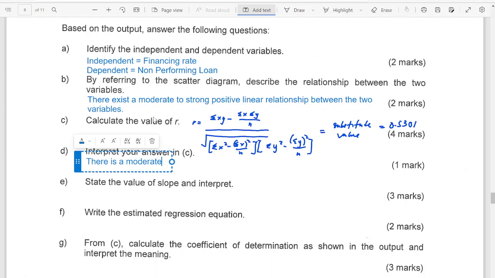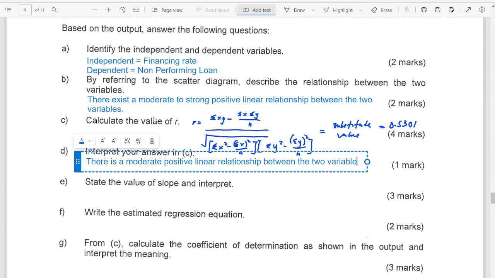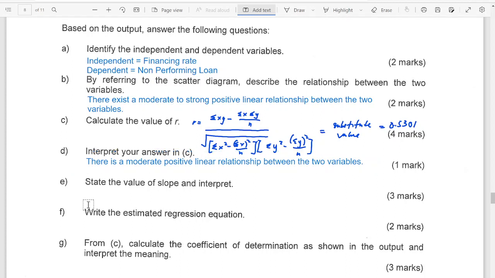linear, positive linear relationship between the two variables. Okay, alright. So sama macam tadi. So sama macam you interpret the scatter diagram, lebih kurang sama.